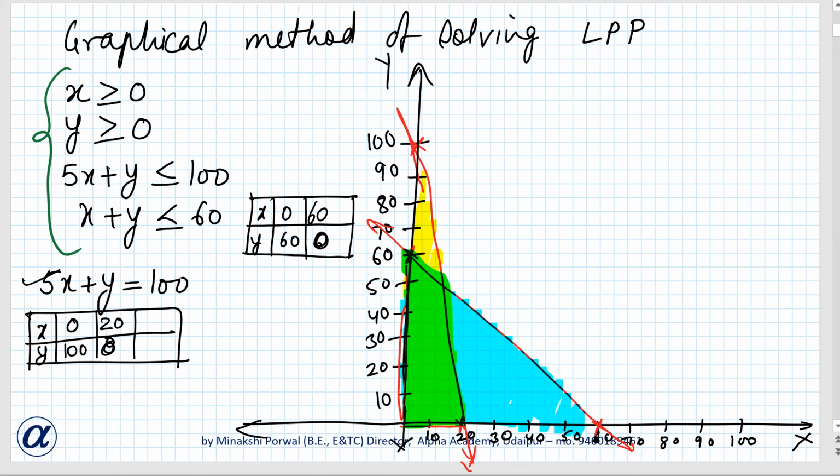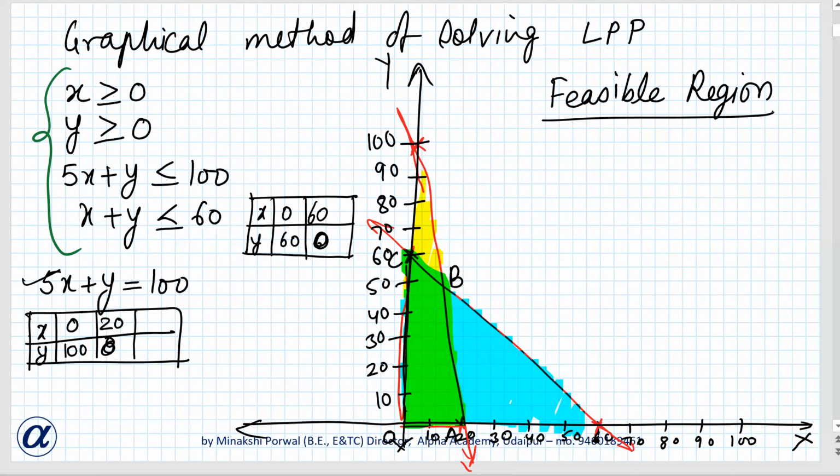Okay, so we'll mark these points. Suppose this is O, this is A, this is B, and this is C. Now the next term: the common region determined by all the constraints including non-negative constraints is called the feasible region. The region which I have marked in green is the feasible region, the common region determined by all the constraints.